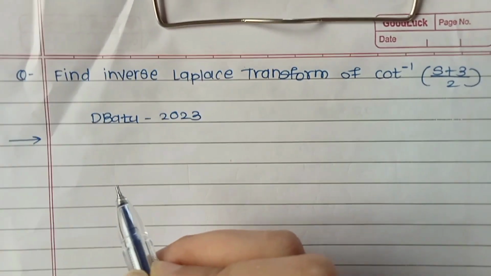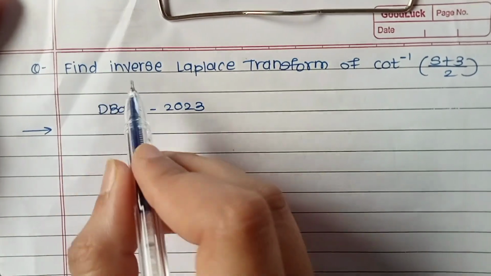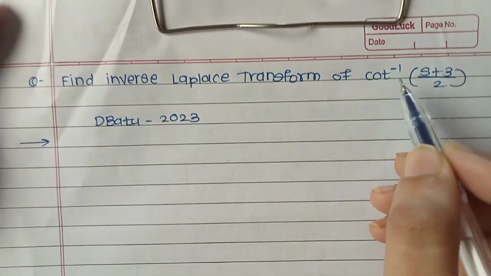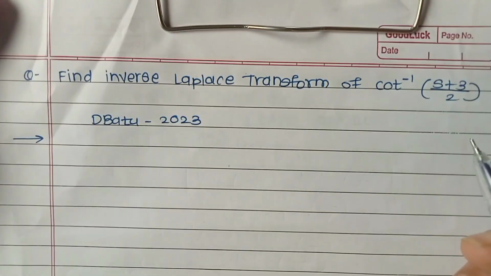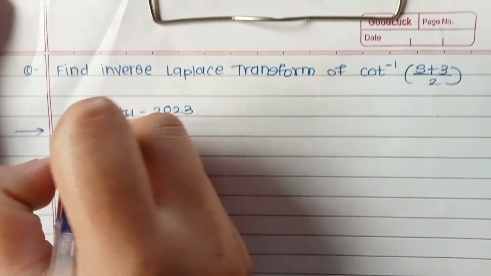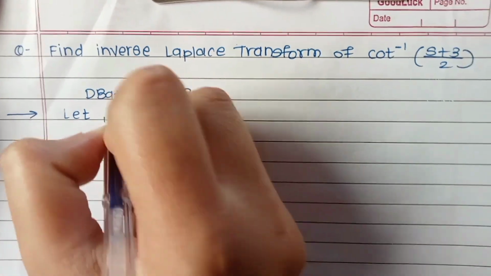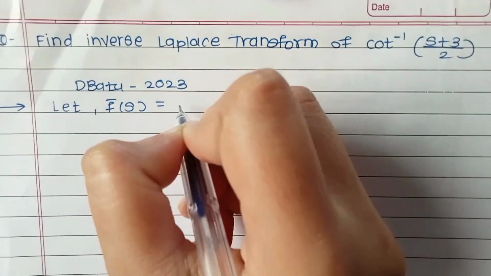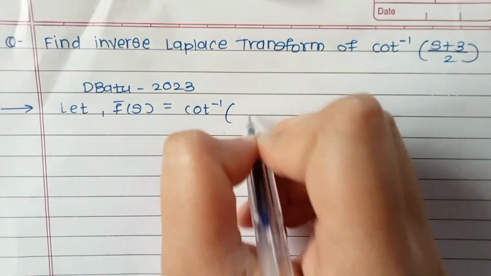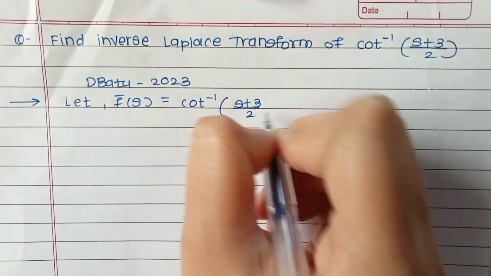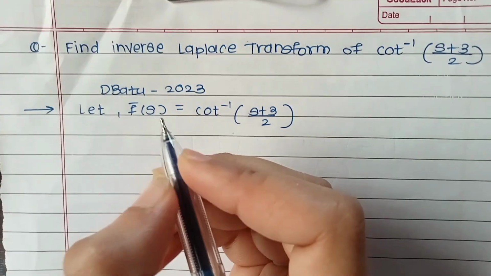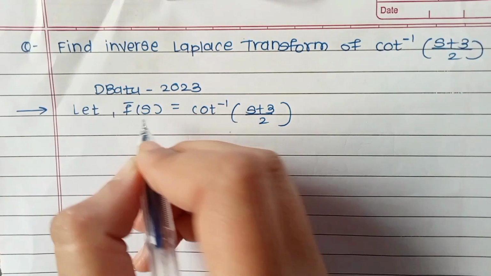तो लेट्स स्टार्ट। फाइंड इनवर्स लैप्लास ट्रांसफॉर्म ऑफ cot inverse of (s plus 3)/2. सो फर्स्ट ऑफ ऑल लेट f bar of s is equal to cot inverse of (s plus 3) divided by 2. Now we will find the derivative of this f bar of s.